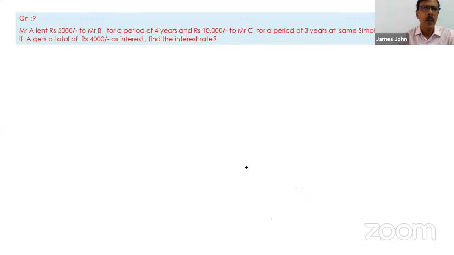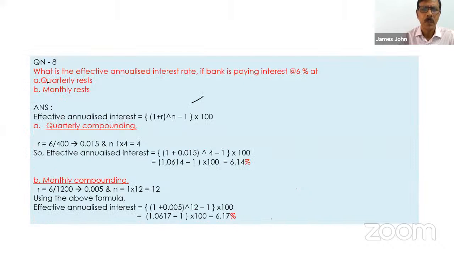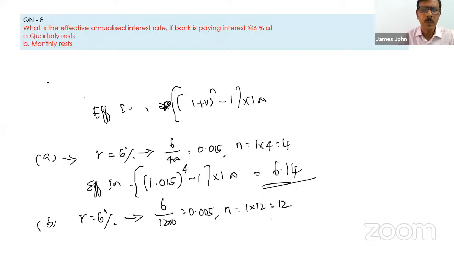A lent 5,000 rupees to B for a period of 4 years and 10,000 to C. Yes. Pardon? What is? You can continue, sir. Continue. Okay. A lent 5,000 to B for a period of. How will come with 1-3 months? Sir, excuse me. Tell me. How will it come 6? How will? This one. Please fast. Or you post in the chat. Voice is breaking. 0.14, sir. How 0.14 got? 6.14. How will it come?